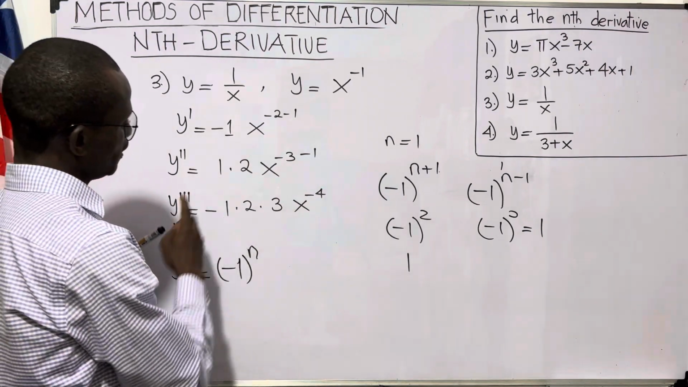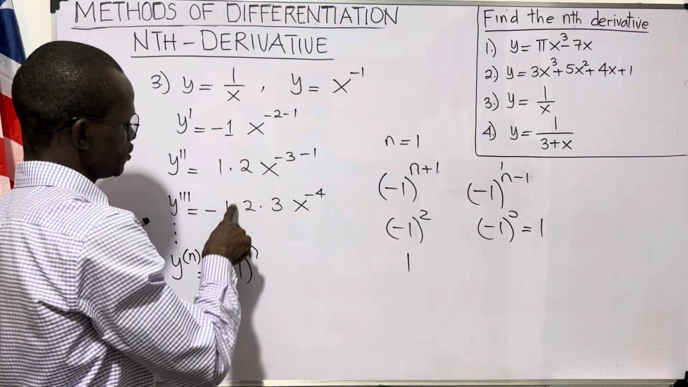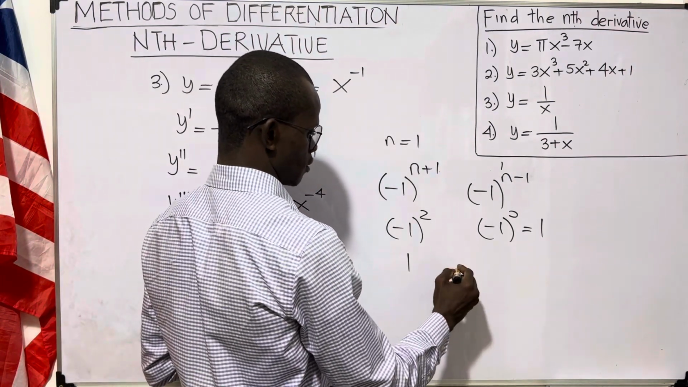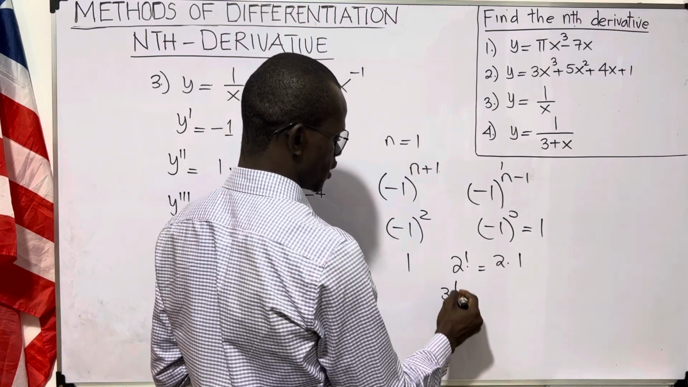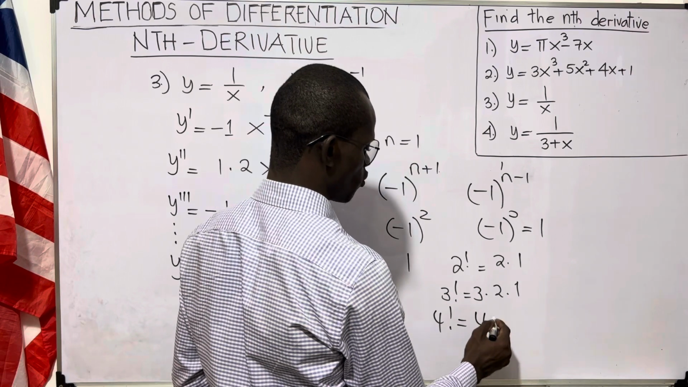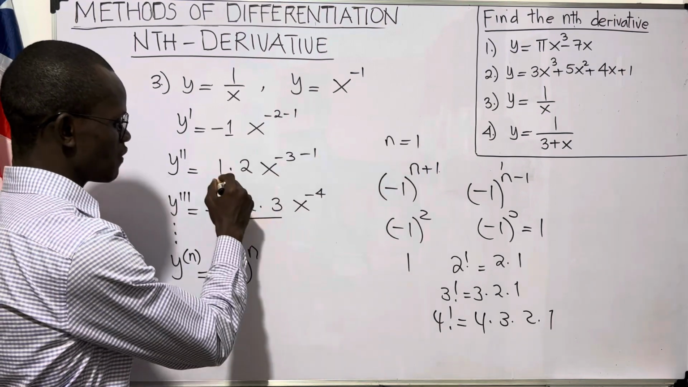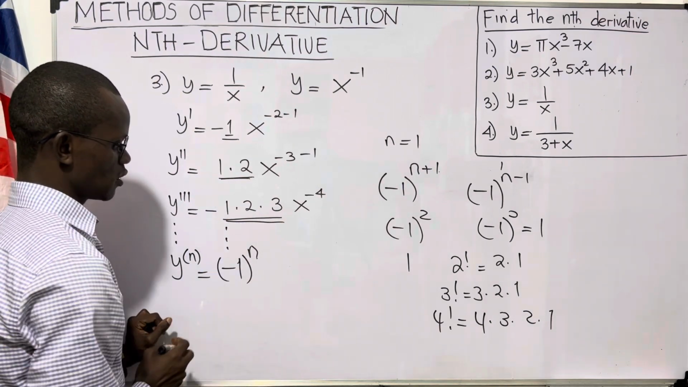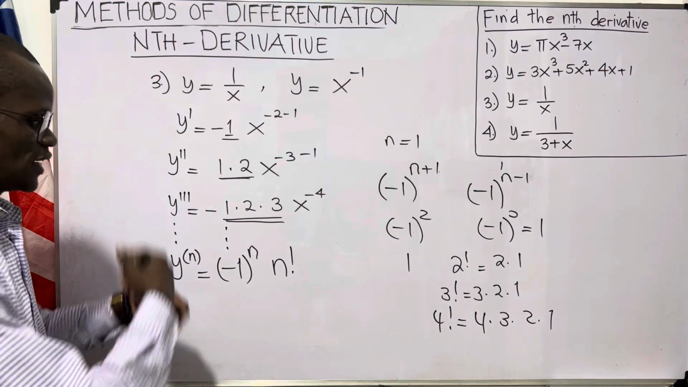That's the first pattern. Another pattern is that for the first derivative we have 1, for the second derivative we have 1 times 2, and for the third derivative we have 1 times 2 times 3. And we know that 2 factorial is equal to 2 times 1, 3 factorial is equal to 3 times 2 times 1, and 4 factorial is equal to 4 times 3 times 2 times 1. So we observe that this is a pattern of a factorial. This is 1 factorial, this is 2 factorial, this is 3 factorial, and so on. What will we have? We have n factorial, because you want to find the nth expression.